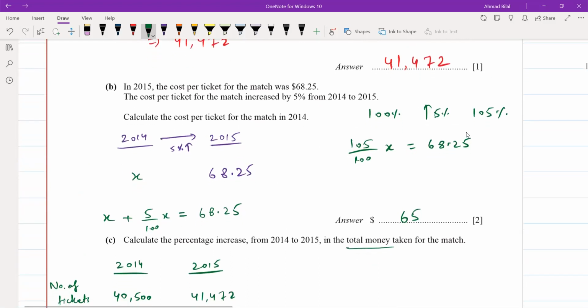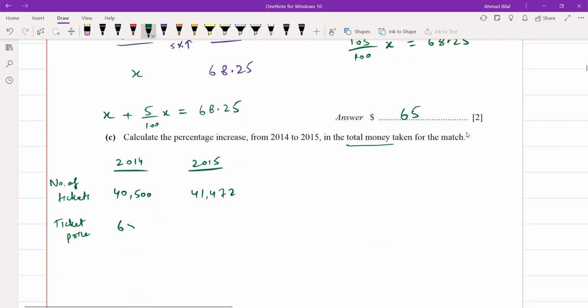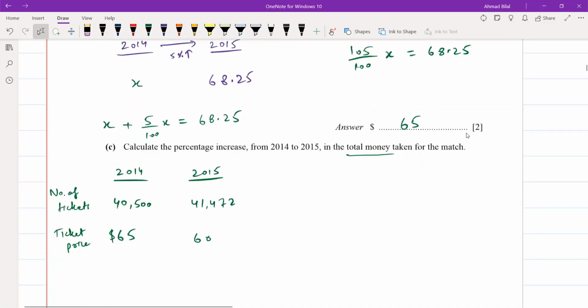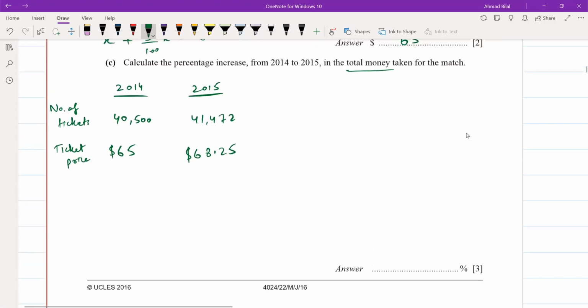Cost per ticket, ticket price, that was 65 in 2014, and in 2015 it was 68.25. ठीक है, ये आपके पास इंफॉर्मेशन है पहले से. अब उसने क्या कहा? Calculate the percentage increase in the total money taken for the match.